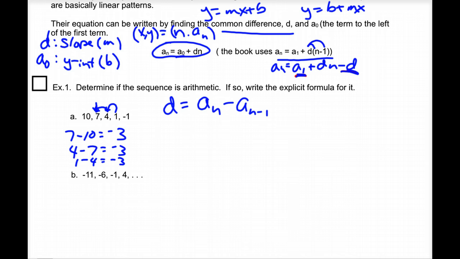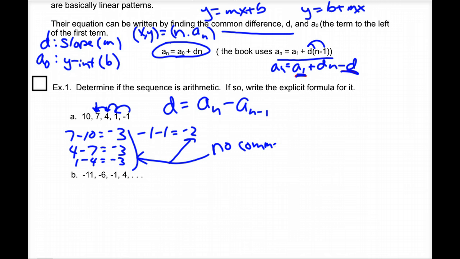So you might be thinking, hey, common difference is the same. It's negative 3 every time. But it isn't negative 3 every time, because when you get to the end, you get negative 2. So because these here are different, they're not the same, so you have no common difference. So since you have no common difference, it's not arithmetic.